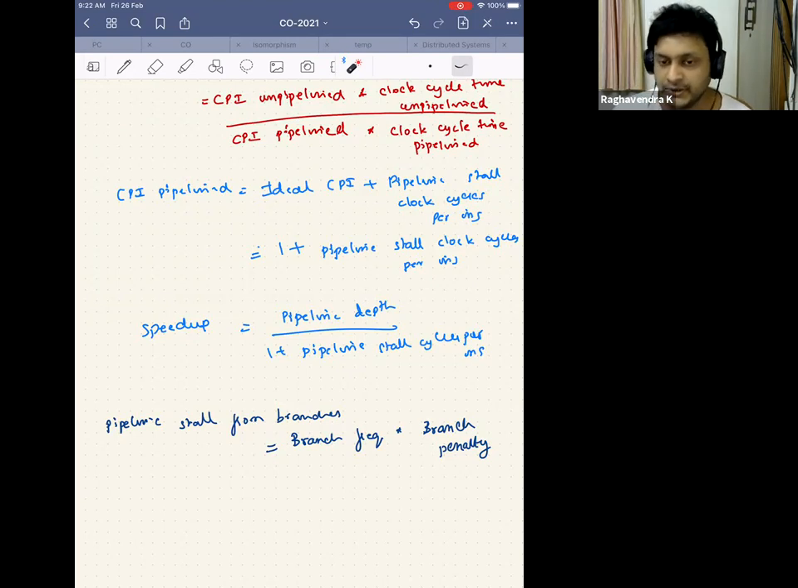Without that, I hope you have understood these formulas. If you haven't understood, please answer the poll. We'll go to the next topic in the class.